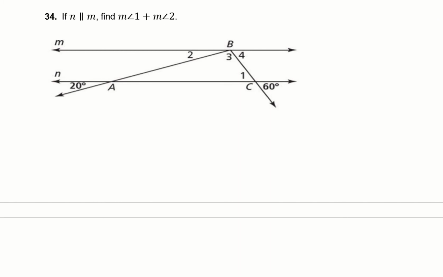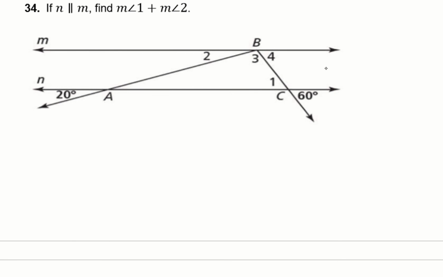If n is parallel to m, find the measures of angle 1 and angle 2. Okay, so we know that these two lines are parallel, and we'll indicate this with an arrow.